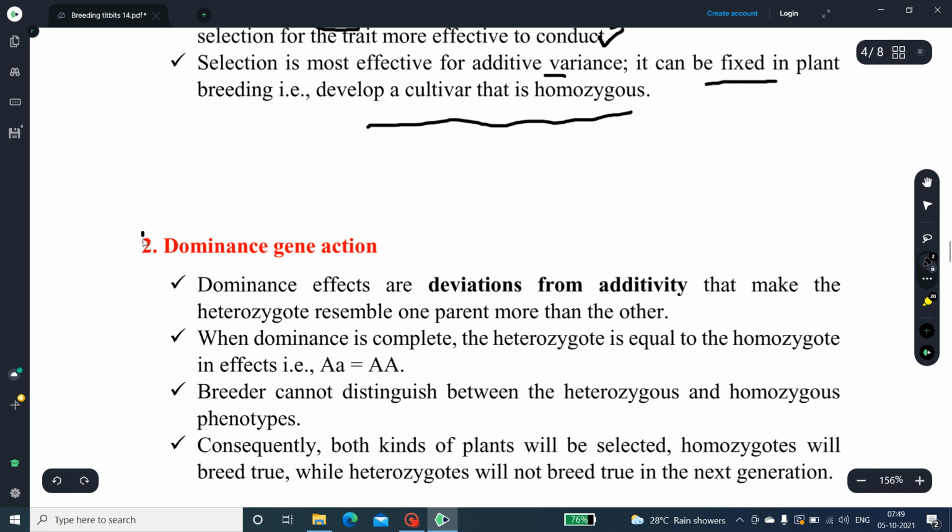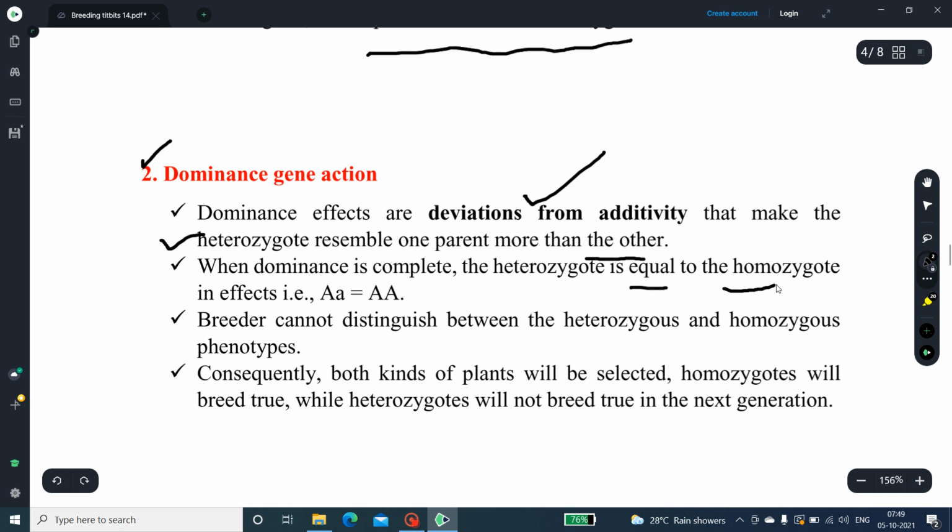And the second gene action is dominance gene action. The dominance effects are deviations from additivity that make the heterozygote resemble one parent more than the other. When dominance is complete, the heterozygote is equal to the homozygote in effects. That means capital A, small a is equivalent to capital A and capital A. Breeder cannot distinguish between heterozygous and homozygous phenotypes. Consequently, both kinds of plants will be selected. That means heterozygous plants and homozygous plants. The homozygotes will breed true, while heterozygotes will not breed true in the next generation. That is the dominance gene action.